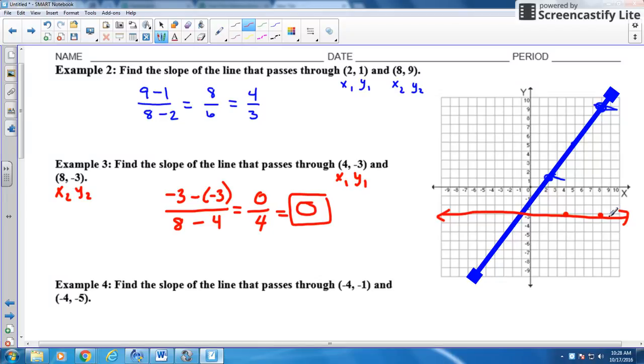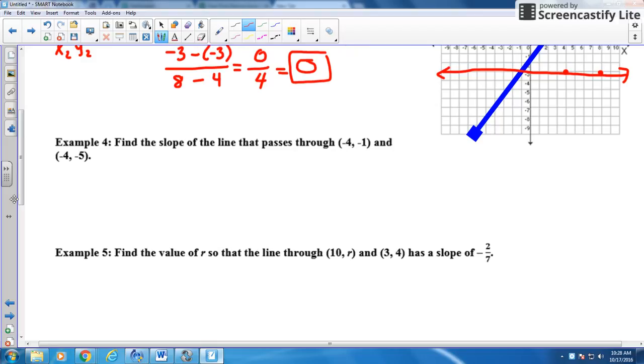If you were just walking across a flat floor, you wouldn't be going uphill or downhill. You'd be going zero slope. Whereas in our blue line here, if we were to go left to right, we would be going up a hill, which is positive slope. Okay.